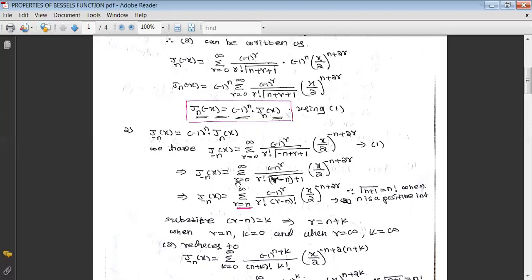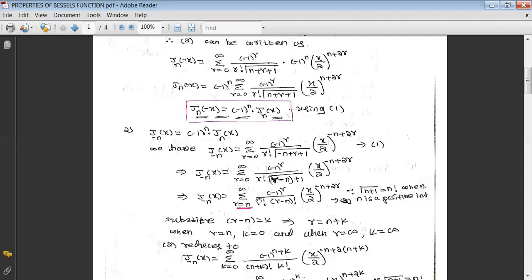In the previous step, r takes the values from 0 to infinity, and in this case we have written r varies from n to infinity, because until r takes the value n, this expression leads to a factorial of a negative number, which cannot be defined. That's why here r varies from n to infinity. If you take r equal to n, that is 0 factorial, we can define it as 1. If we take the next one, r equal to n plus 1, that becomes 1 factorial, which can be defined.